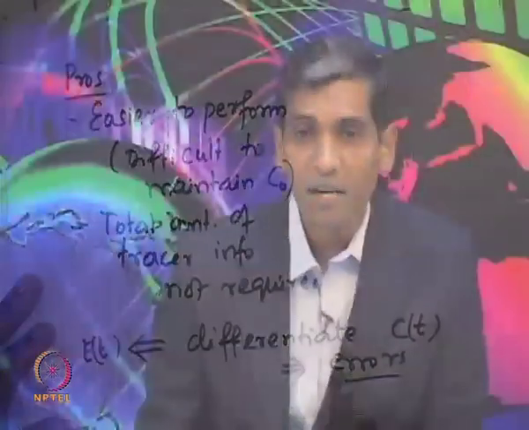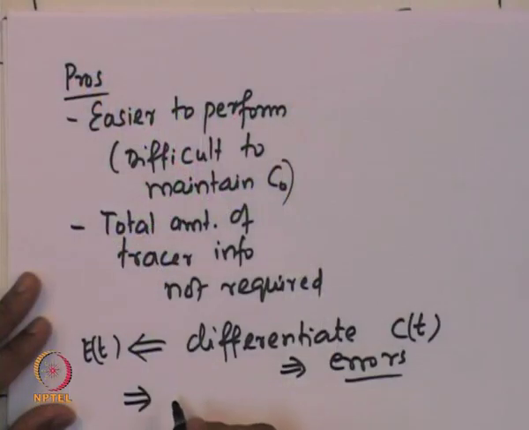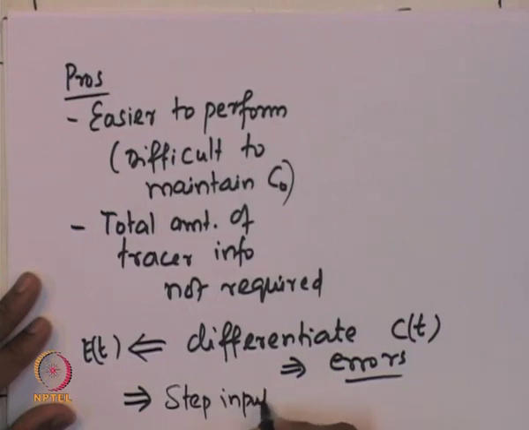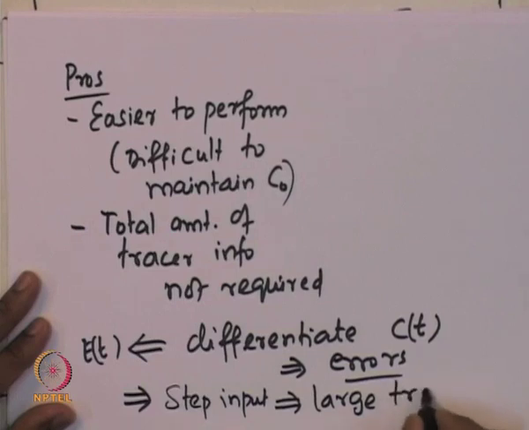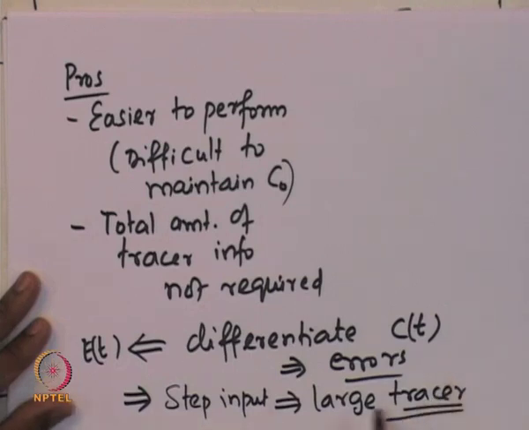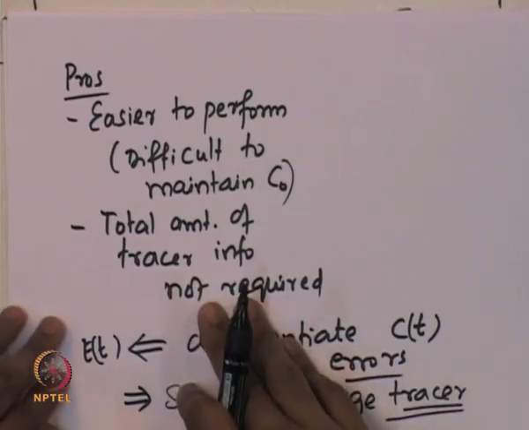Now, another major drawback of this particular method is that because one has to maintain a step input, it requires a large quantity of tracer, and if the tracer is an expensive material, it is not a very economical method to conduct an experiment to measure the RTD function.